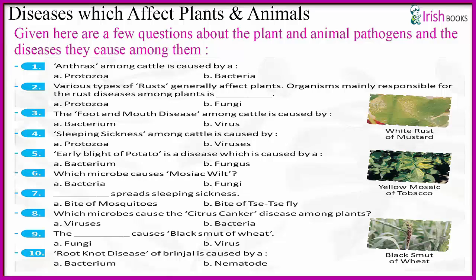3. The foot and mouth disease among cattle is caused by. 4. Sleeping sickness among cattle is caused by. 5. Early blight of potato is a disease which is caused by a. 6. Which microbe causes mosaic wilt? 7. Spreads sleeping sickness. 8. Which microbes cause the citrus canker disease among plants?